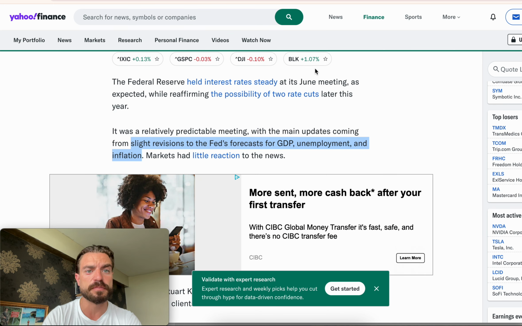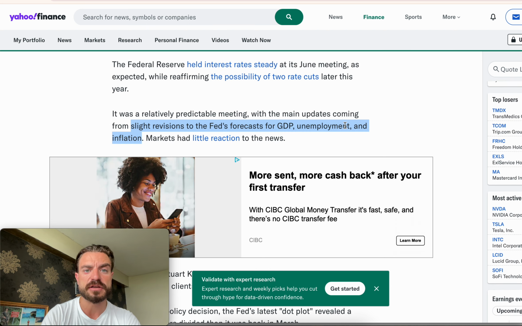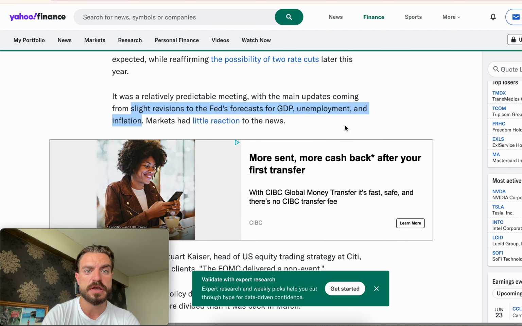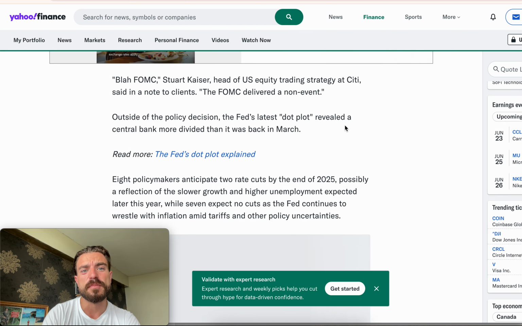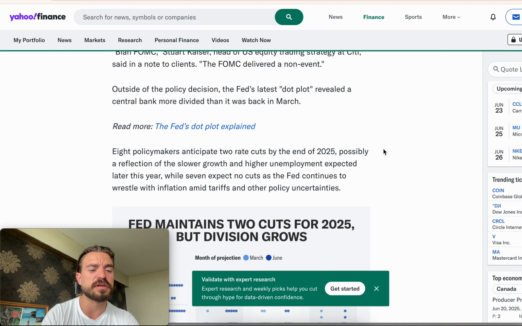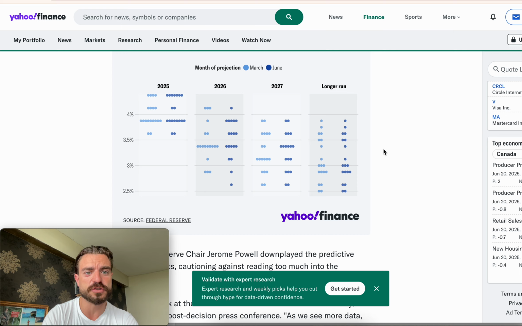One thing I want to talk about with the FOMC is that, of course, they held the rate steady, but they discussed the possible tax cuts later this year. There were some slight revisions of the Fed's forecast for GDP, unemployment, and inflation. Okay, so the numbers are not crazy that are coming in, but essentially, it does show that the Fed is a bit divided in terms of what to do.